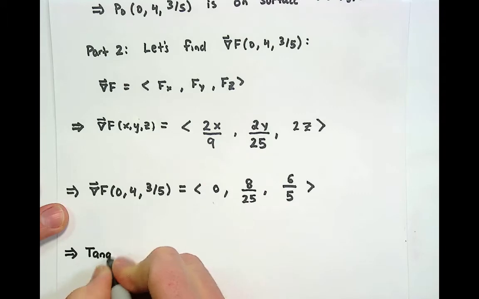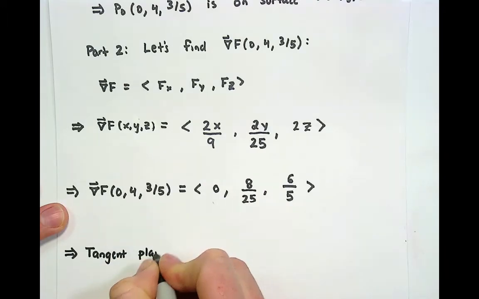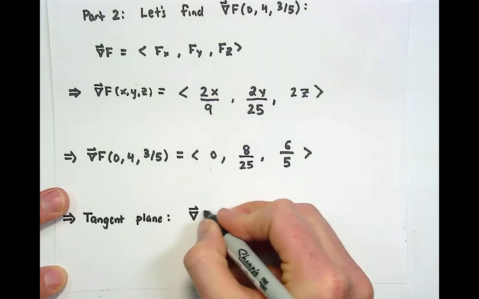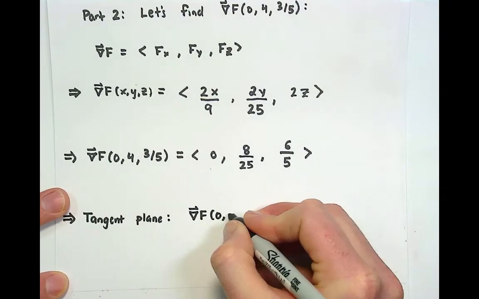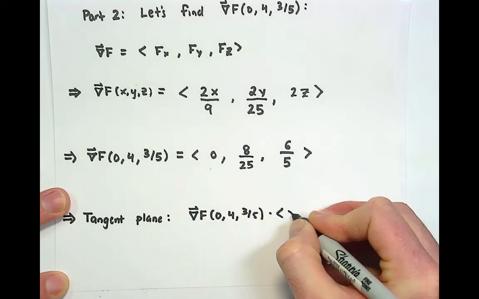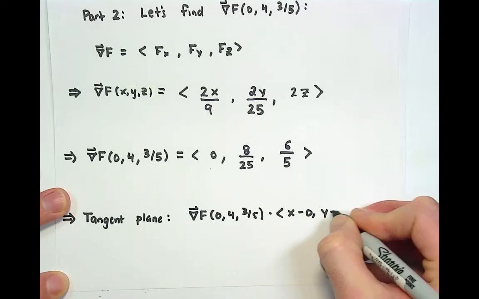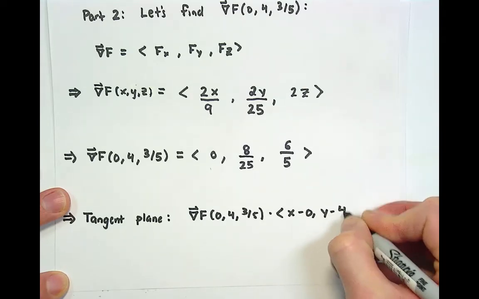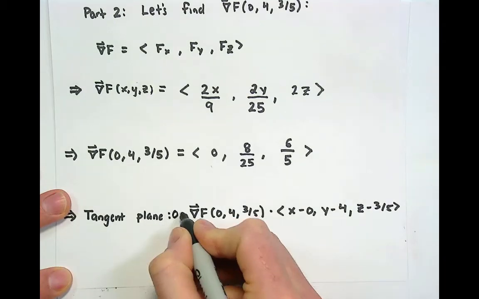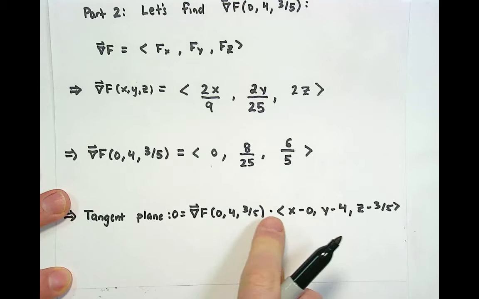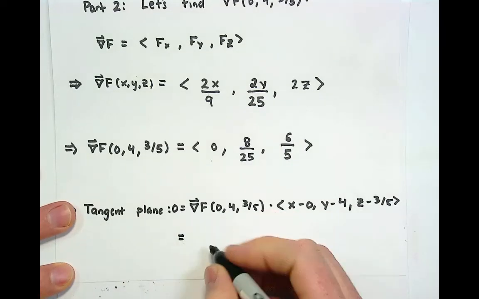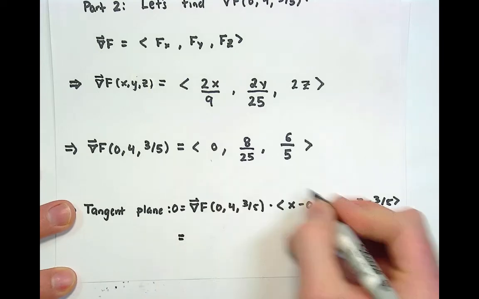And then we just substitute that in. When we look at the tangent plane itself, we now have an equation for it, which is the gradient evaluated at 0, 4, 3 over 5, dotted with the vector x minus 0, y minus 4, z minus 3 over 5. And we said the entire thing should be equal to 0 since the gradient is going to be orthogonal to the particular plane that we're looking at.